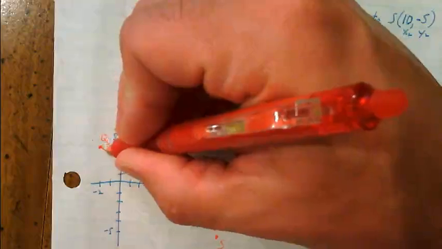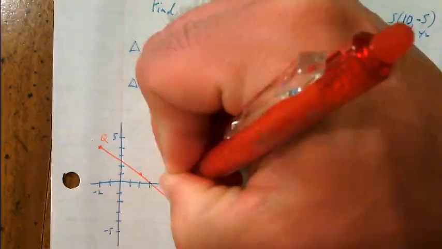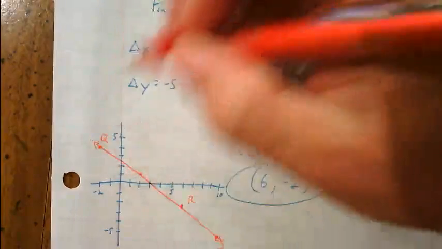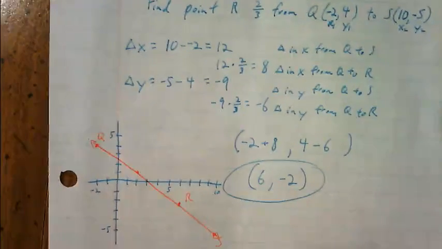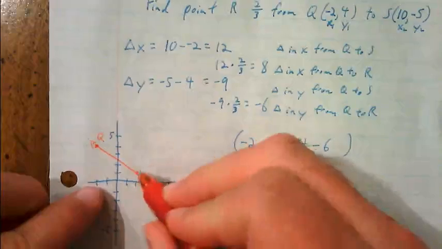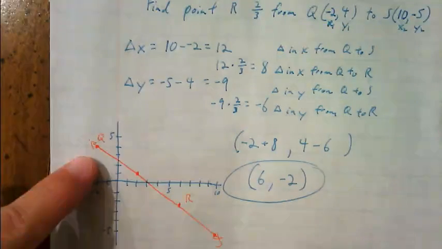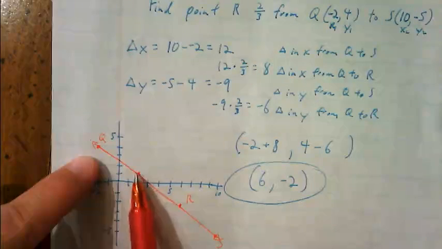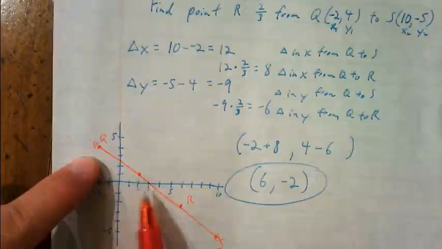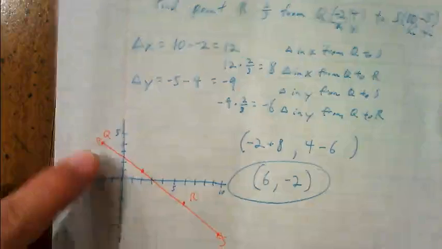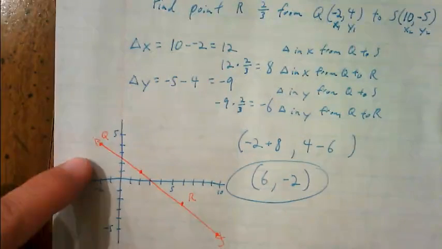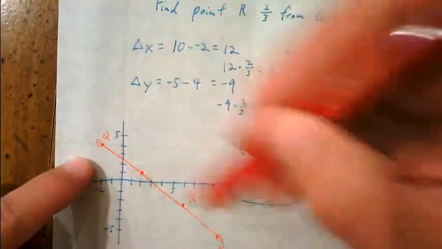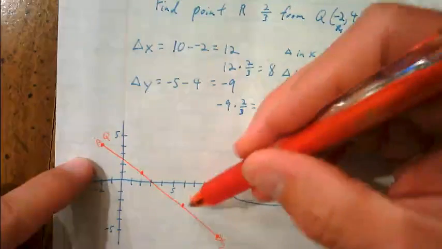Here are some points on that line. And just to demonstrate, these are the only points that work on this line, right? So if you count the actual segments here, 1, 2, 3 different segment lengths, I am 2/3 from Q to S for point R.